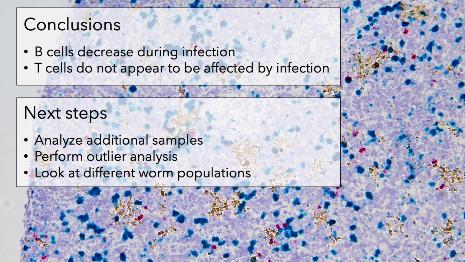So in conclusion, B cells do decrease during helminth infection in the stickleback, but T cells do not appear to be affected by infection.